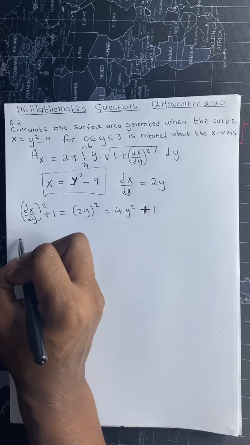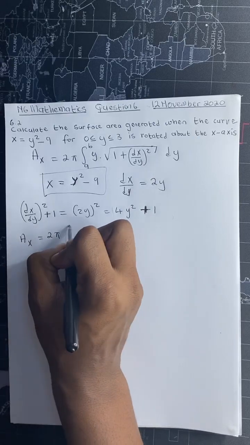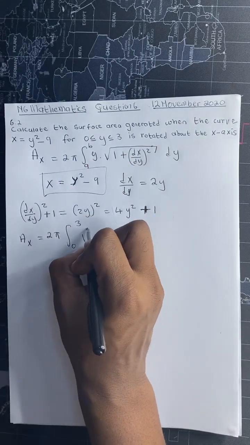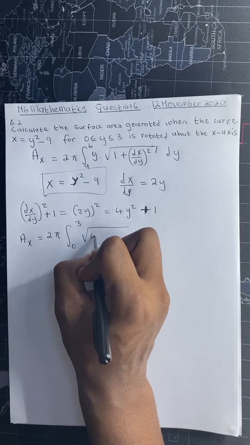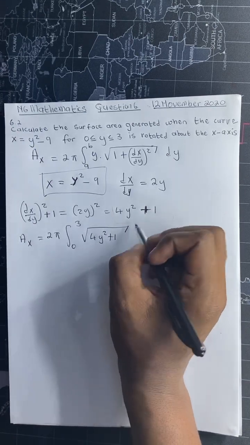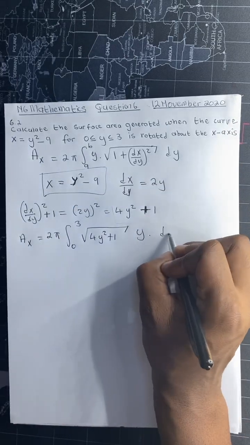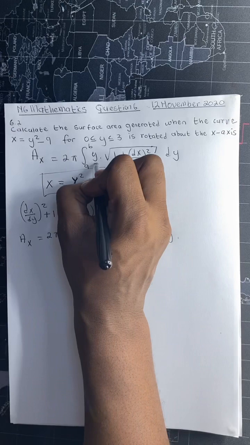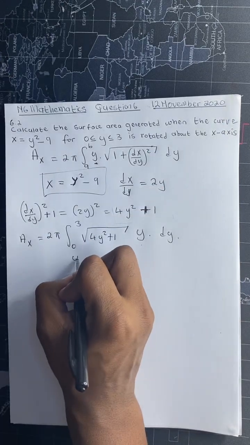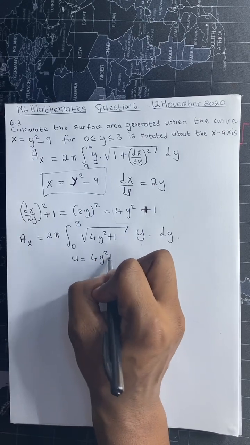So from here, we have Ax is equal to 2 pi, integral from 0 to 3, of the square root of 4y squared plus 1. Because multiplication is commutative, we can take this y and write it here in our dy. So that's why we chose to write it here. So from here, we let u equal 4y squared plus 1 so that we are able to integrate this.